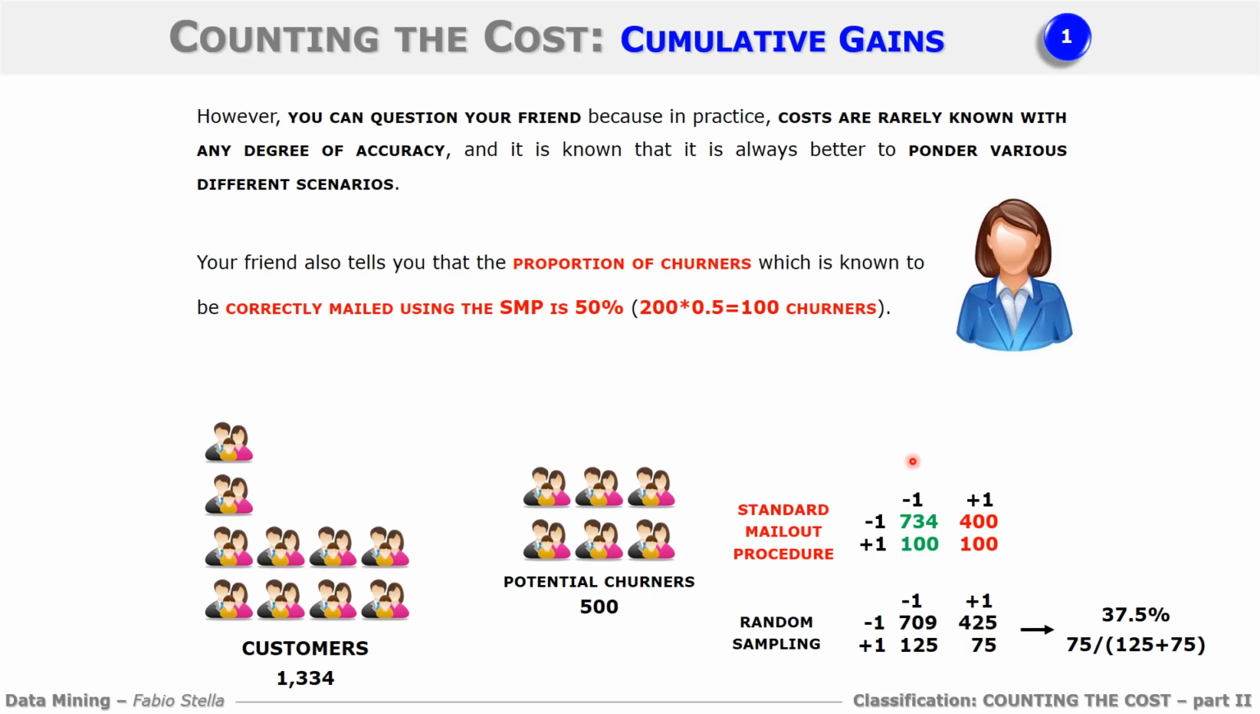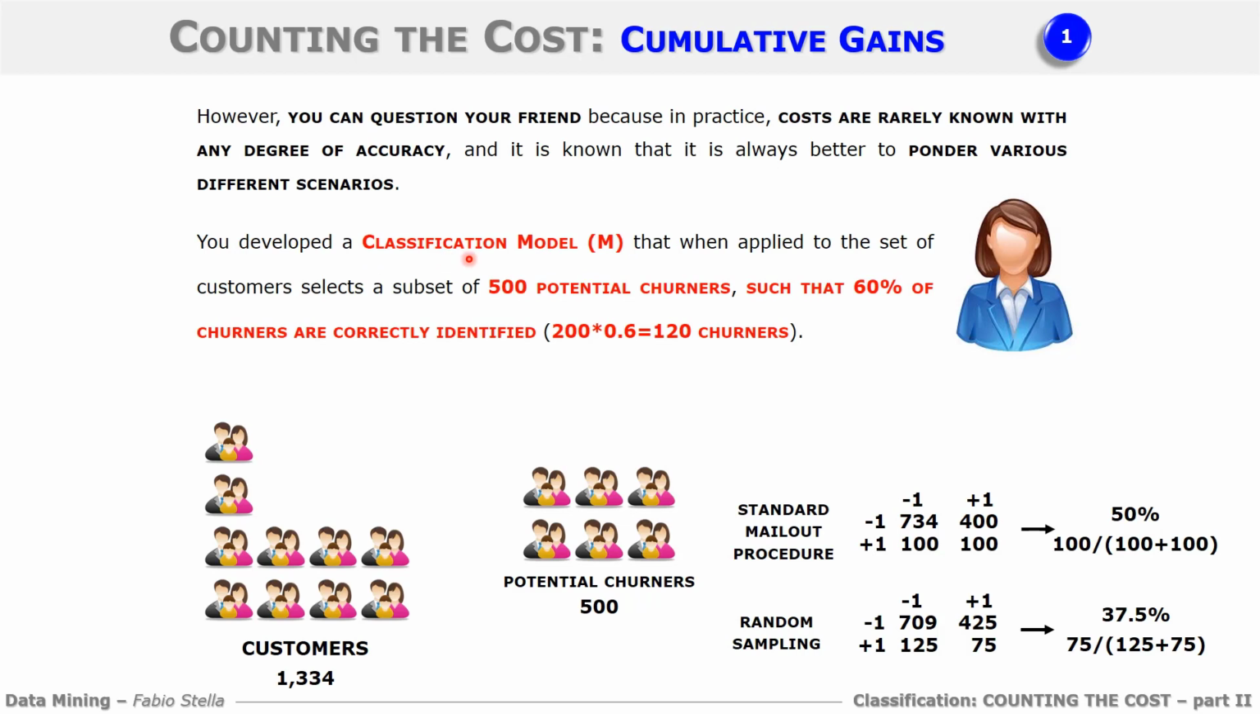So in this case, if we apply the standard mail-out procedure, we would expect to correctly identify 50% of the churners, and this is the result of dividing the number of churners included in the potential churner subset, which is equal to 100, by the total number of churners, which is equal to 100 plus 100, so 200.